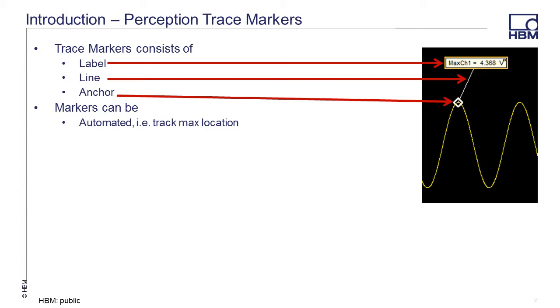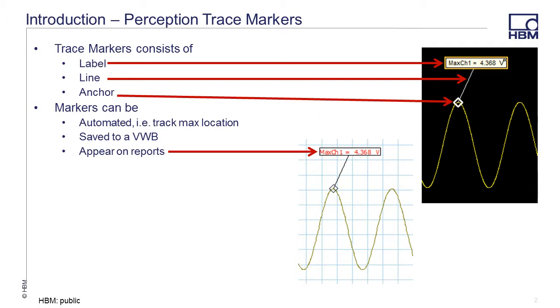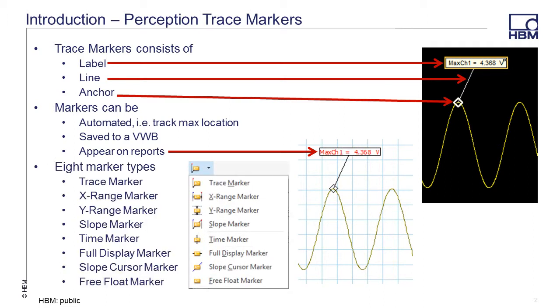Markers can also be saved to a virtual workbench and can be optionally displayed on a report. Clicking on the marker menu, you'll notice there are 8 different types of markers as listed here. However, we'll concentrate on the most commonly used marker, known as the trace marker.